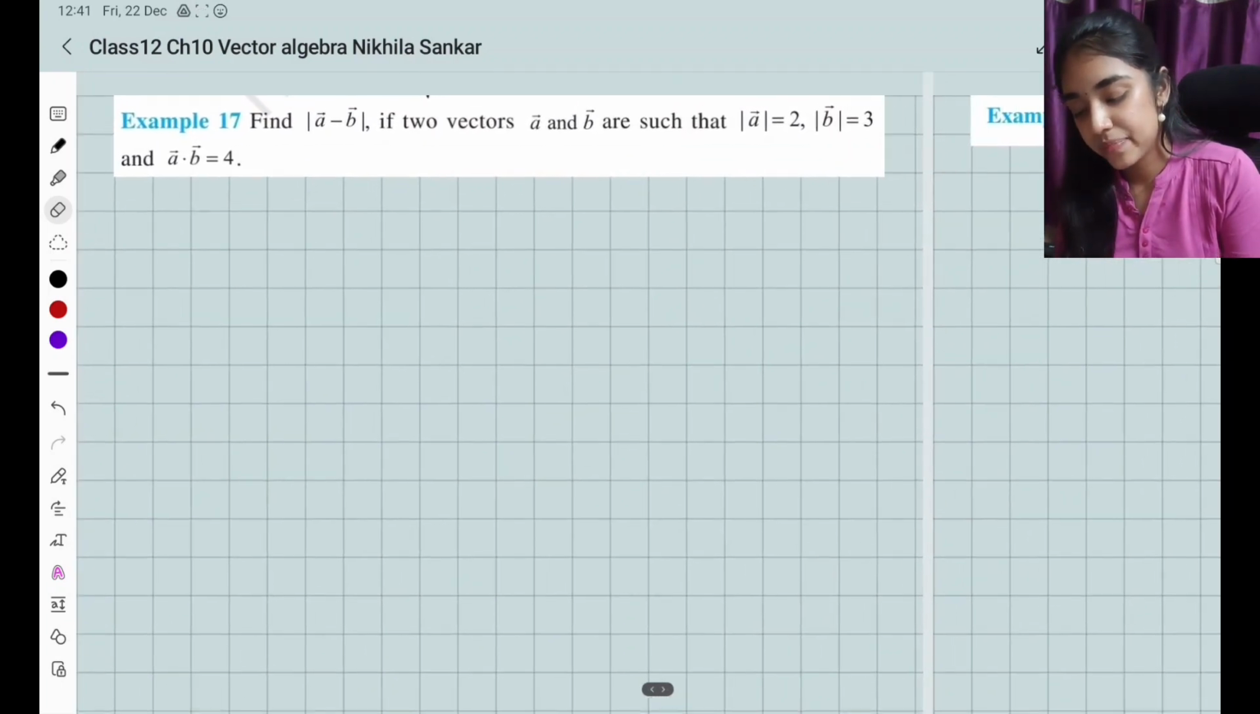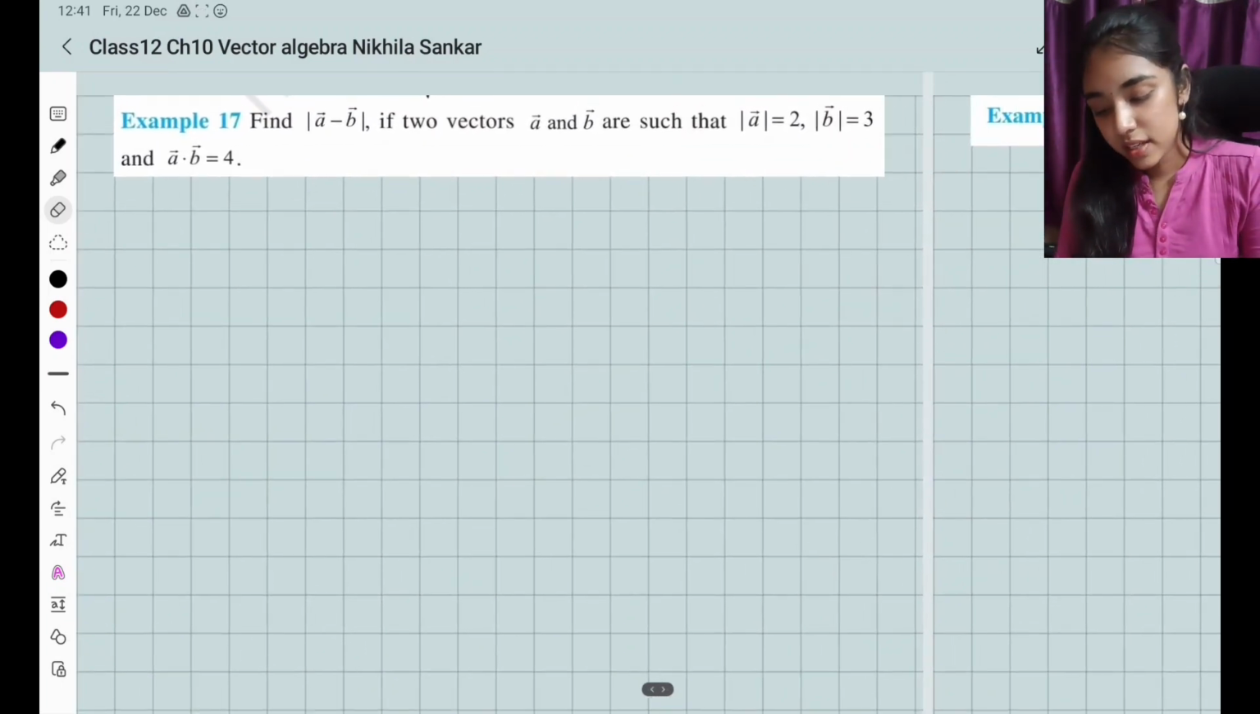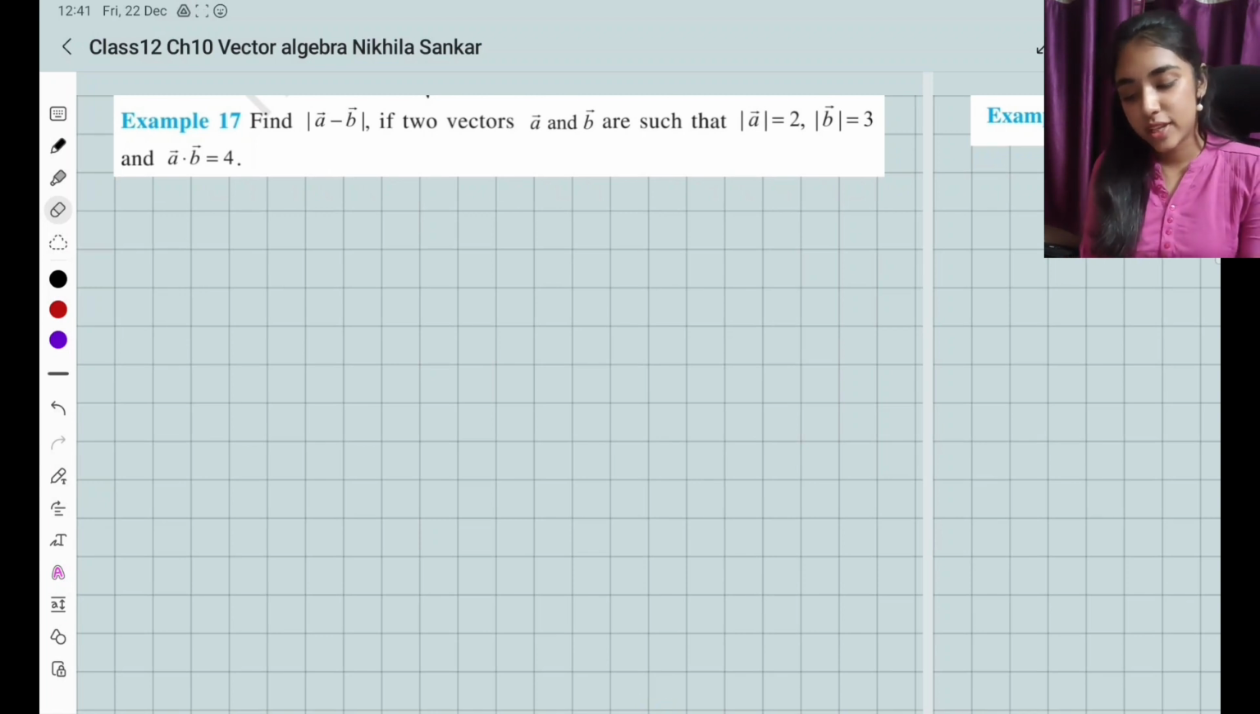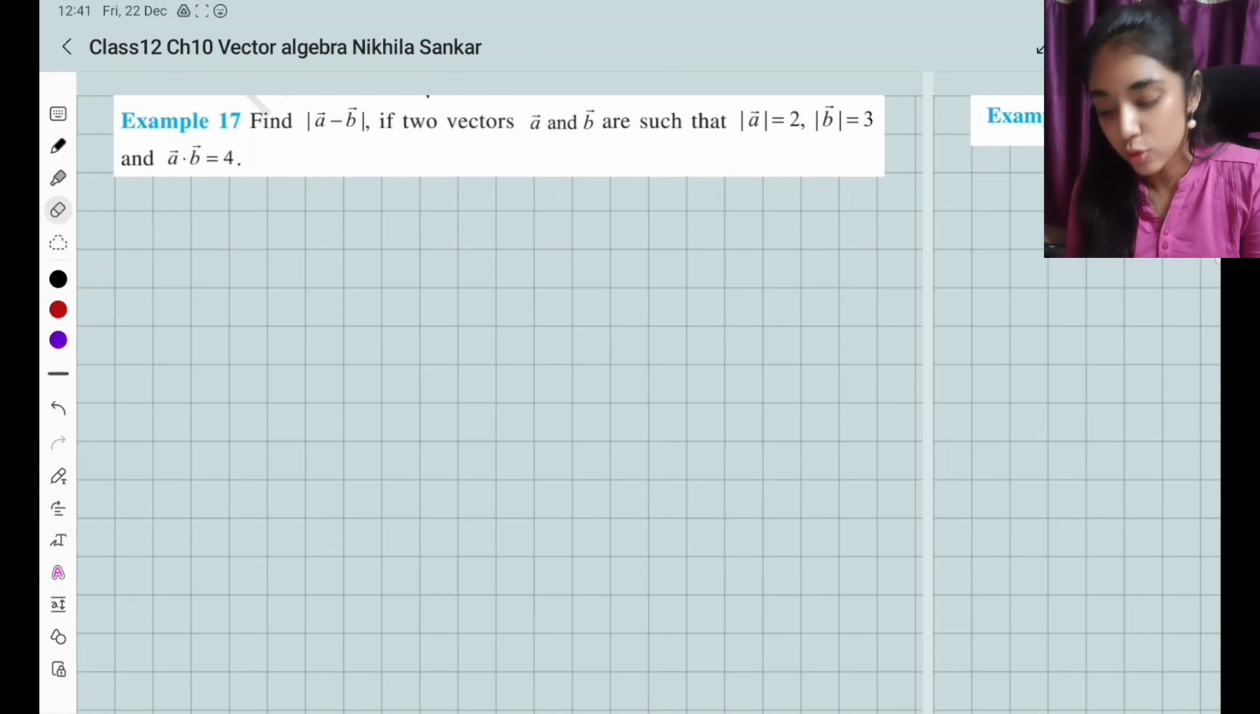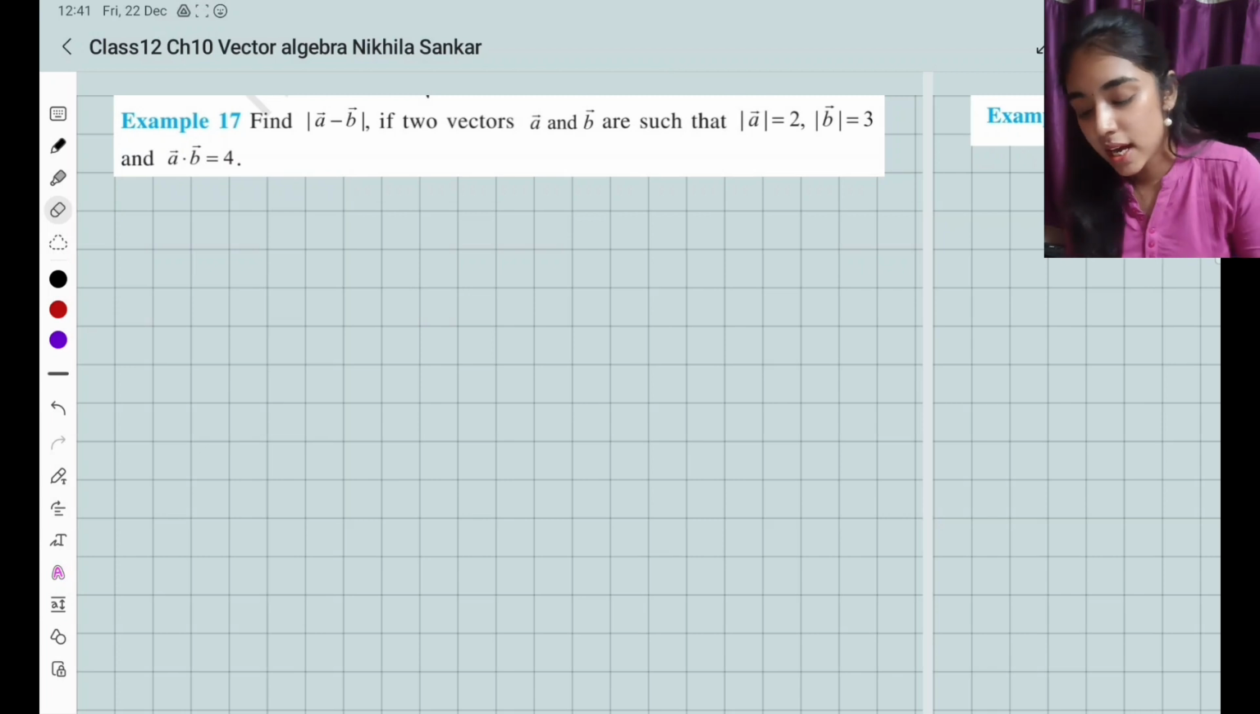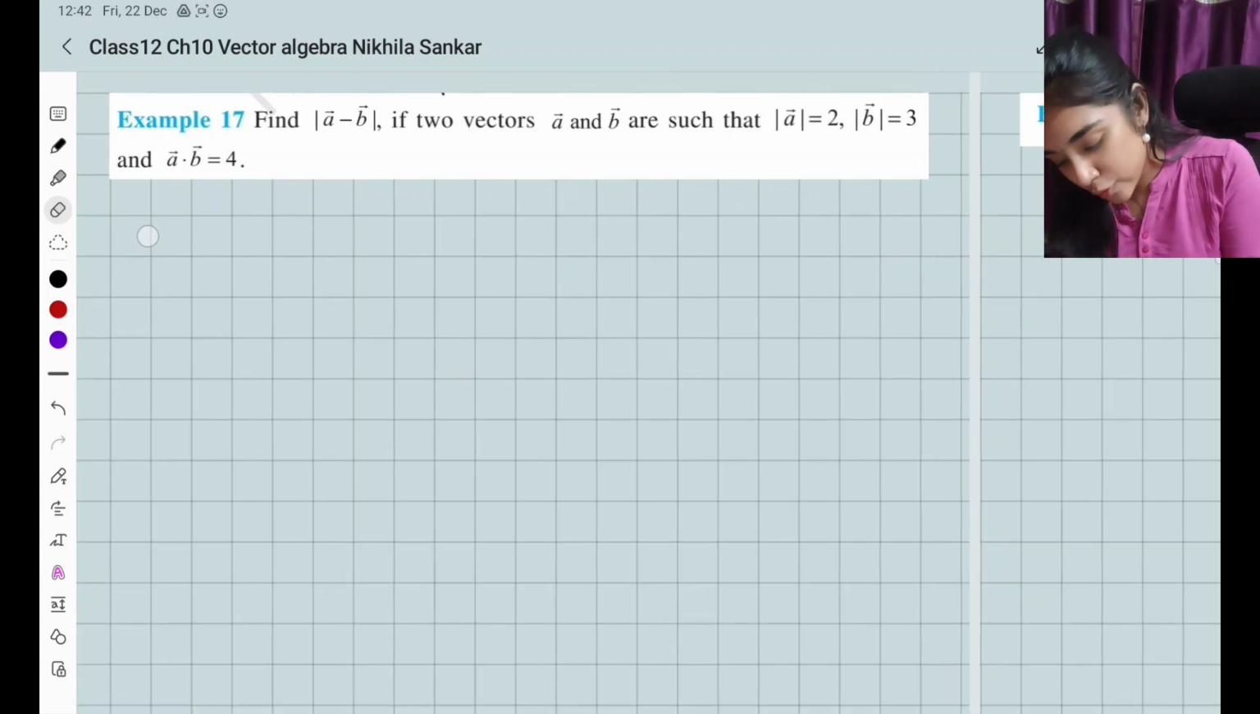Example 17. Find mod of A minus B if the two vectors A, B are such that mod A கொடுத்திருக்கு, mod B கொடுத்திருக்கு, A dot B கொடுத்திருக்கு. Okay? I need to find out A minus B. So, இதை நான் எப்படி பண்ண போறேன்? So, to find this, you have to apply a trick. So, I have mod of A minus B.